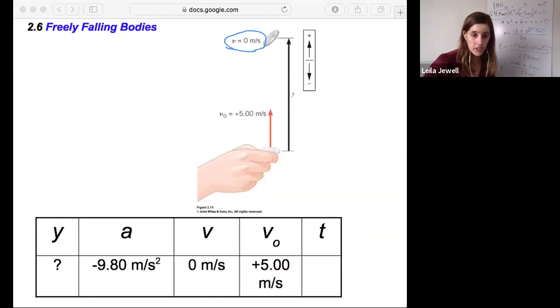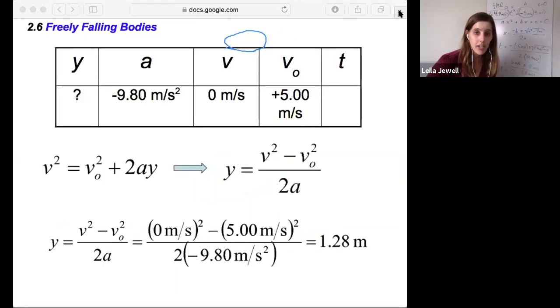And if you then know the acceleration, the final velocity, the initial velocity, and you want to find this displacement y, then you'll use the equation that does not have time, right? So the equation that does not have time is our final velocity squared plus initial velocity squared plus 2ay. You can rearrange that to solve for the displacement, and that tells you how high the coin got tossed.